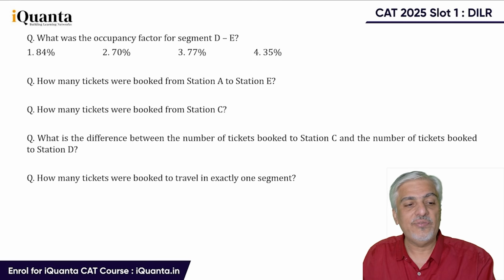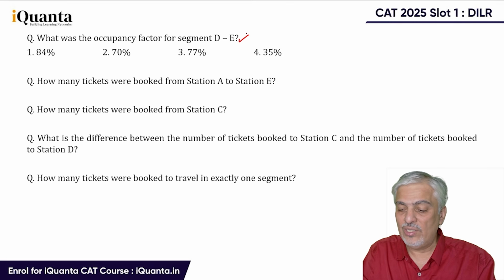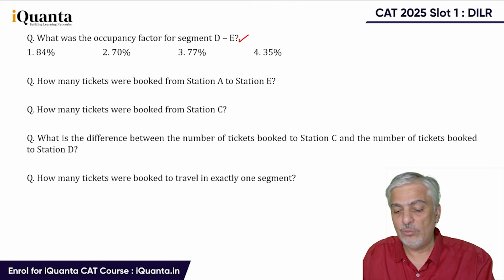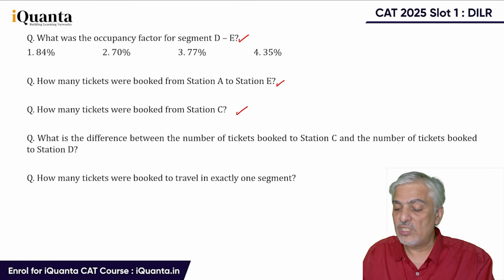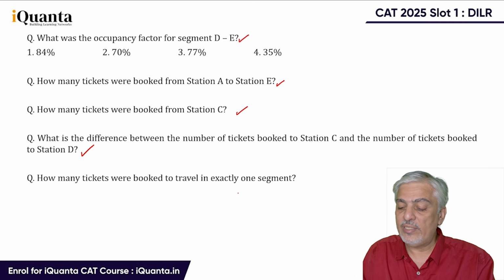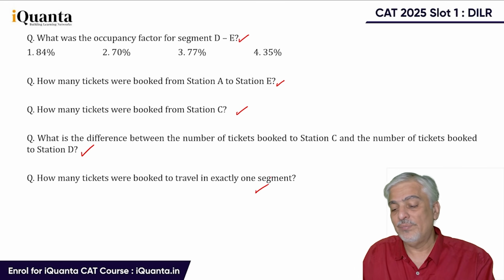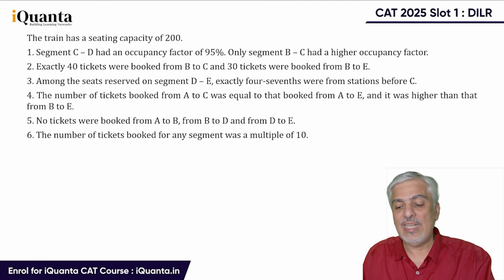So occupancy is asked for DE. We want to find out how many tickets were booked from A to E, how many tickets were booked from station C, the difference of the number of tickets booked from station C and the number of tickets booked from station D, and how many tickets were booked in exactly one segment. So I thought all the 5 questions were closed questions. You could have easily looked at this question and said that once I get all the data, these questions should be doable. Now, let's see how I would have done it.